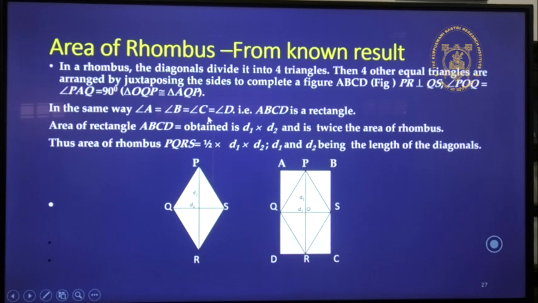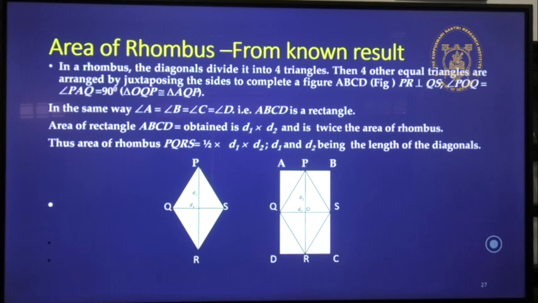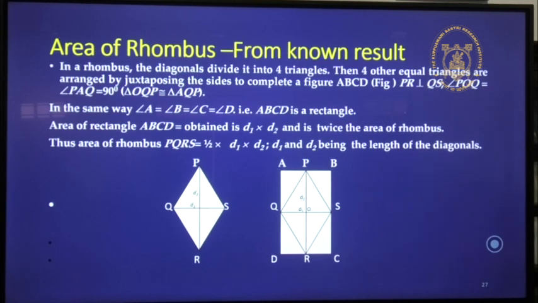Here is again a proof from a known result. Finding the area of the rhombus from the known result of area of the rectangle. So, to find the area of the rhombus, it all shows they knew very well the properties of all the quadrilaterals, everything. They say you draw the two diagonals which are perpendicular, and construct or cut four more triangles equal to each of these triangles and arrange them in such a way that they form a rectangle, that's the position of that.